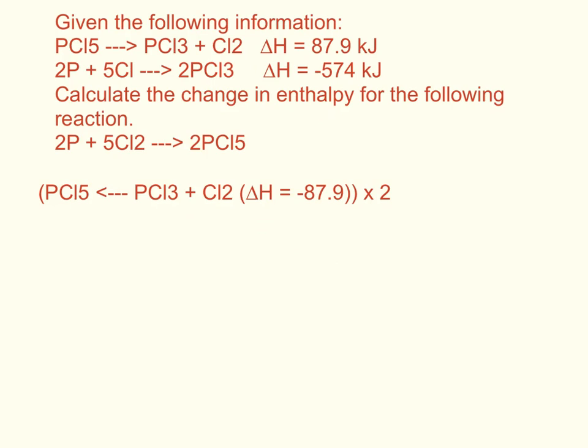So it'll end up being, let me let you guys see this, delta H equals negative 574 plus negative 87.9 times 2. And that will be to find delta H, and then we just simplify, so delta H equals negative 749.8, and then we could just round that up, and it would be delta H equals negative 750. And so that is how you solve this kind of equation.